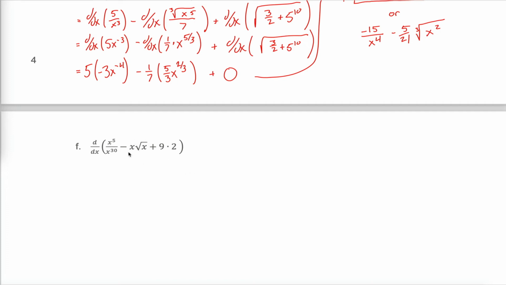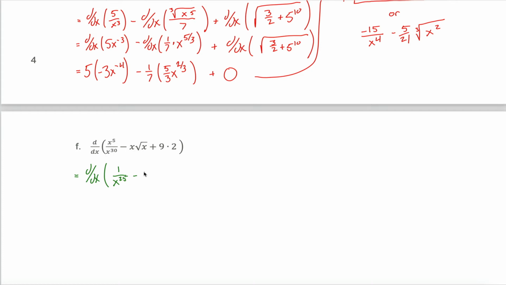We have to rewrite this so that it fits the rules that we have. Often the hardest part of calculus is algebra. Let me do the algebra for you. X to the 5th divided by x to the 30th is the same as 1 over x to the 25th power. Kind of think about it like you're canceling 5 of these x's with 5 of these x's.